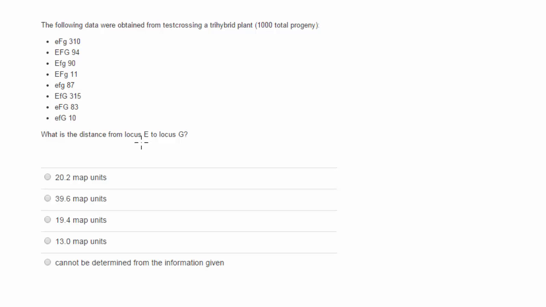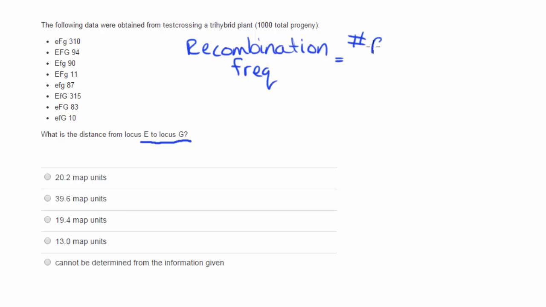So the question is asking us for the distance between E and G, and anytime we want to know a map distance, we need to know the recombinant or recombination frequency. And the recombination frequency is calculated by taking the number of recombinant offspring, and we're going to divide that by the total offspring. And so once we know that that's what we're looking for, we need to come back over here and we need to be able to identify the recombinant offspring.